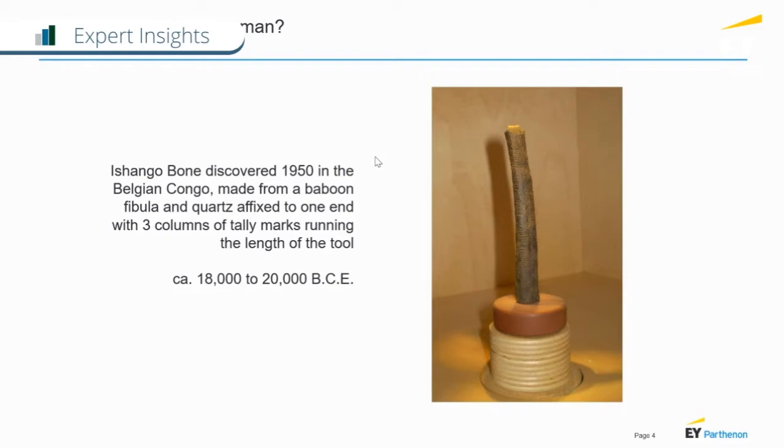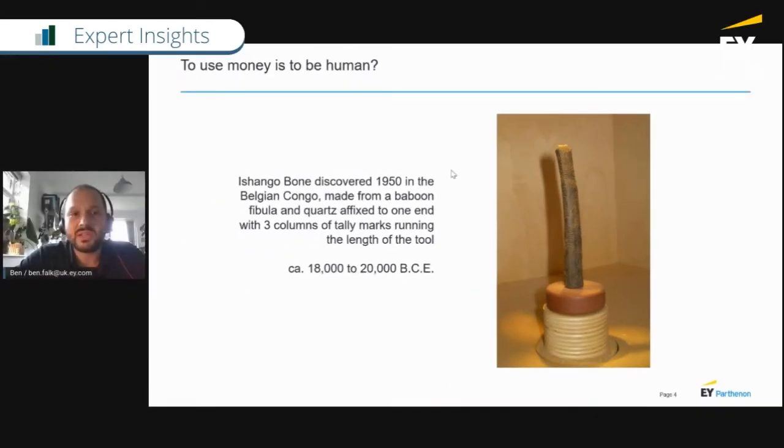And so up here is what's called the Ishango bone, which was discovered in 1950 in the Belgian Congo. It's a baboon fibula. And what makes it so special is that it has three columns of tally marks running the length of the tool. It's about 20,000 years old. And so this makes it one of the earliest, not the earliest. We have earlier examples of what's called a tally stick, which is now established in later years to have been used as a currency. And so, if tally sticks are currency, well, this pushes the history of money much further back than we had previously assumed.